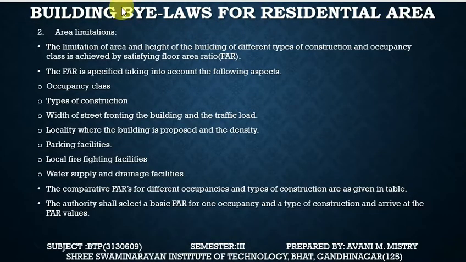Building bylaws for the residential area: limitation. The limitation of the area and height of the building of the different types of construction and occupancy classes is achieved by satisfying the floor area ratio. Limitation of area and height of the building of the different types of construction. That means how much the area should be, how much the height should be.